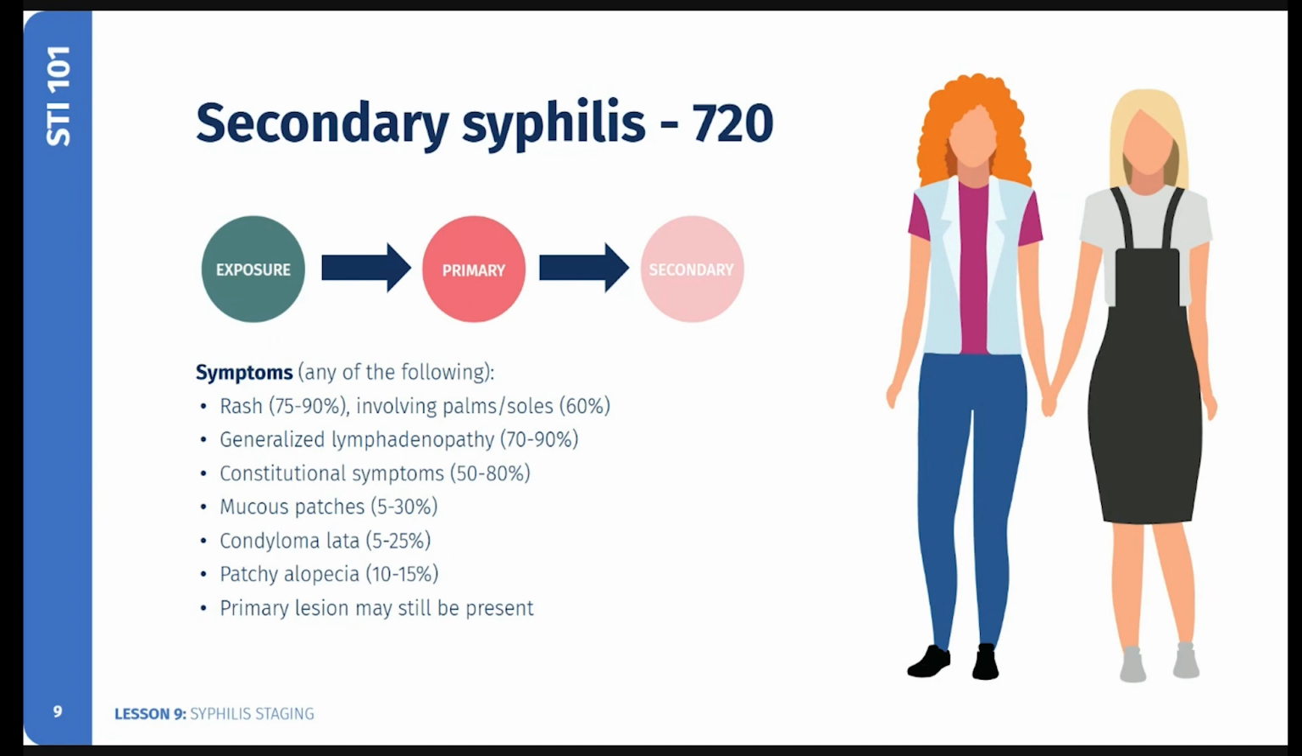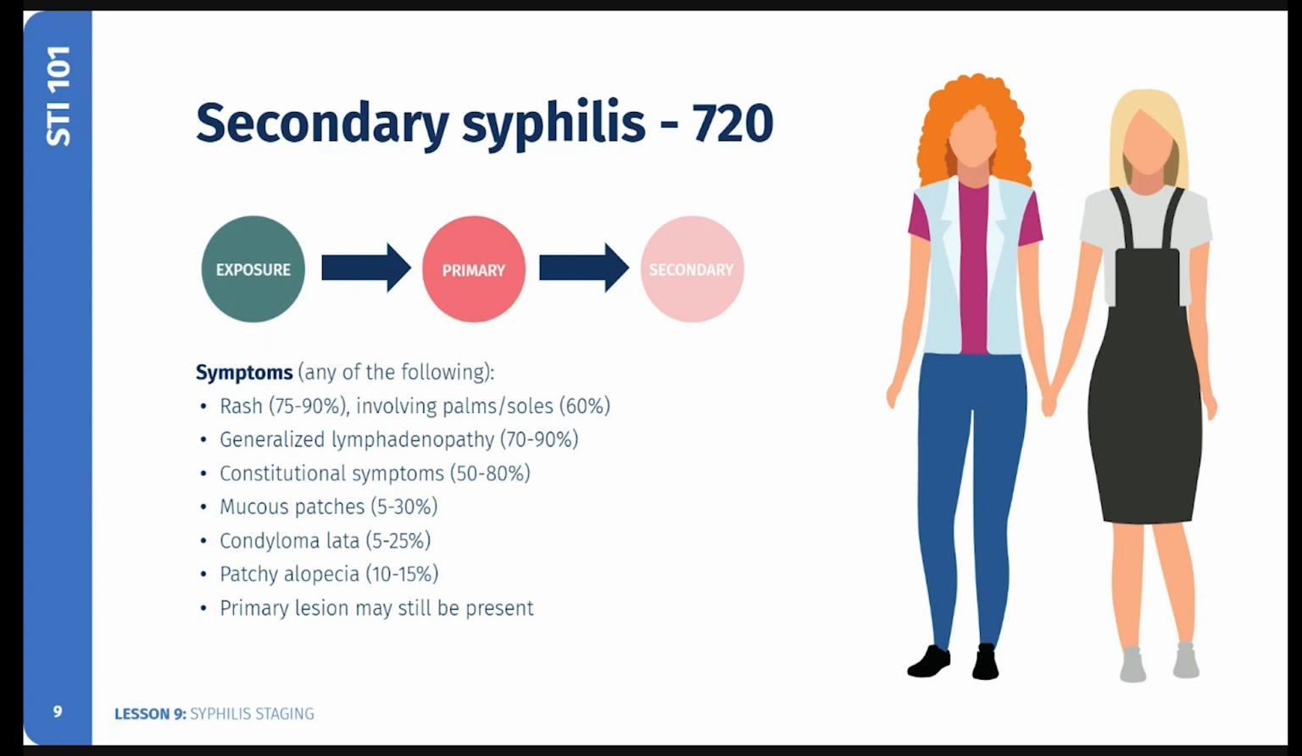Remember, if it is localized around a primary lesion and there are no other signs of secondary, we would consider it to be a primary case. If it is more diffuse or further away from the primary lesion, or if there are other signs of secondary syphilis, then we would count it as a secondary case.